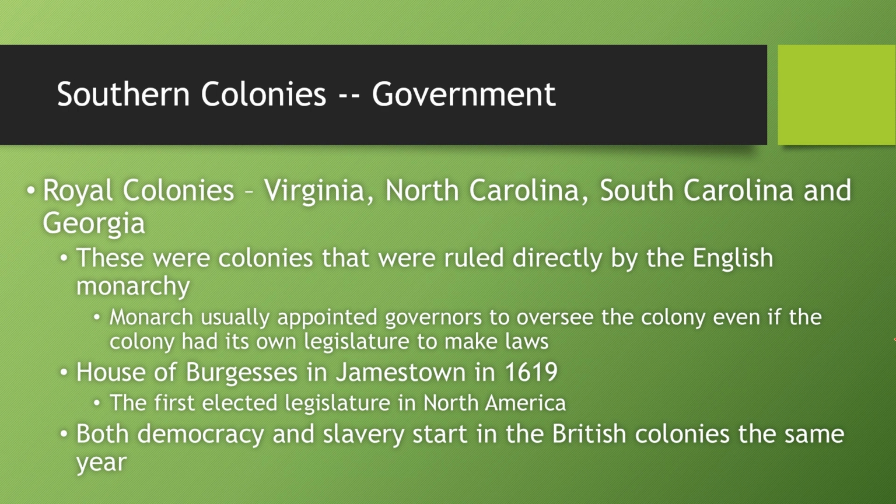So it wasn't a universal democracy. You had to have land, you had to have property, you had to be a man, you had to be white. But it was the closest to democracy that had existed in the Americas at that time. It's ironic that both democracy and slavery start in the British colony of Jamestown in the exact same year, 1619.